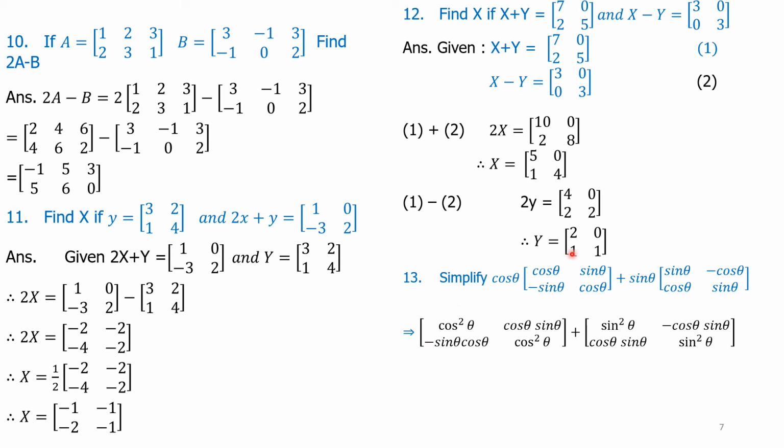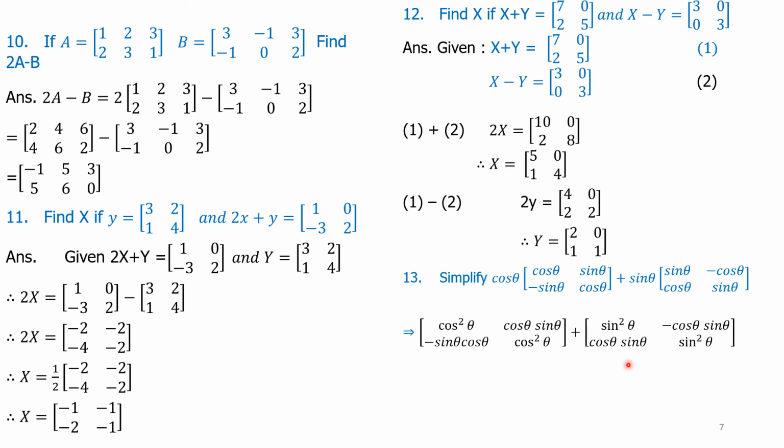This becomes cos into cos is cos squared theta. Cos into sin is cos theta sin theta. Cos into minus sin is minus sin theta cos theta. Cos into cos is cos squared theta. Plus this we multiply. Sin into sin is sin squared theta. Sin into minus cos is minus cos theta sin theta. And this sin theta into cos theta is cos theta sin theta. Sin into sin is sin squared theta.